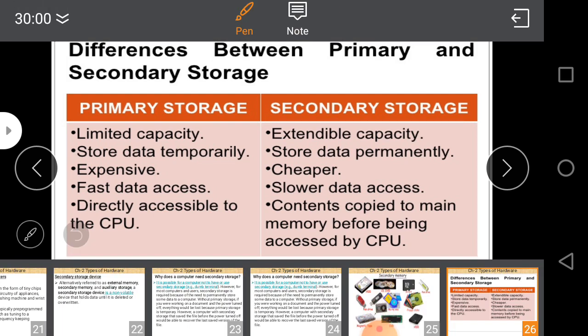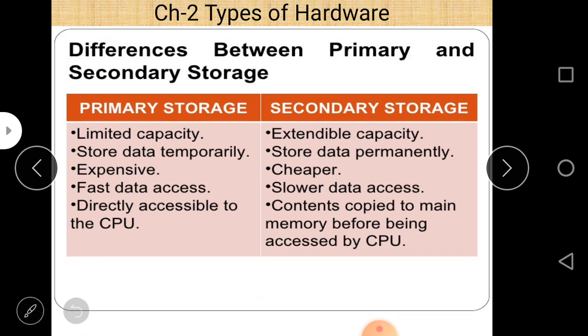So this is all about secondary storage. In our next lecture, we will discuss different types of secondary storage, their capabilities, their capacity, and their working style.